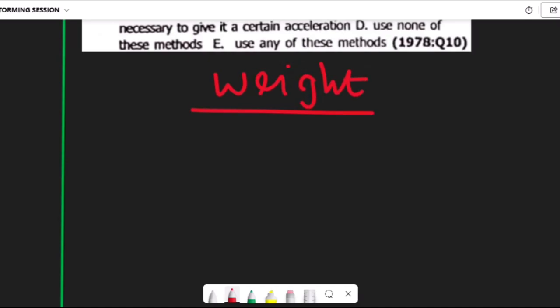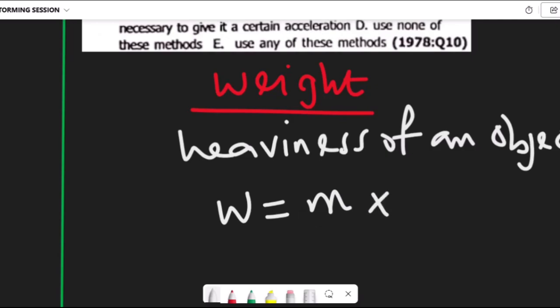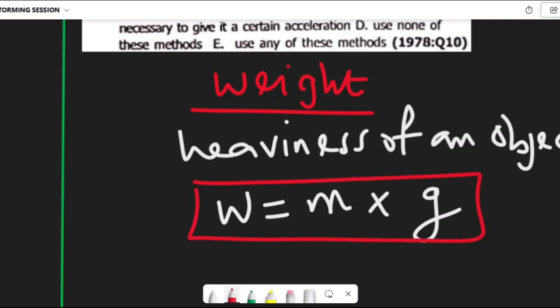What is weight? Weight is simply the heaviness of an object. And for you to know the heaviness of an object, there's always something that must be in place. And what is that? Two things. Firstly, we have to know the mass of the object, and also we have to have the acceleration due to gravity. Now, when we know the mass of the object and the acceleration due to gravity, we'll be able to know how heavy the substance is.